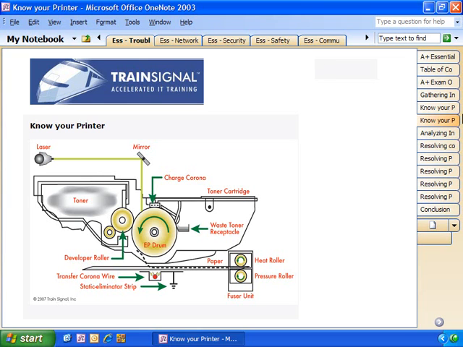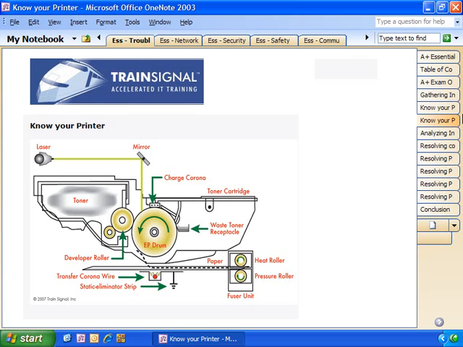Is there a waste toner receptacle that you have to empty? Can you find the charging corona? All these pieces are important parts of your laser printer. And knowing that printer will really help you when it comes to troubleshooting that printer.